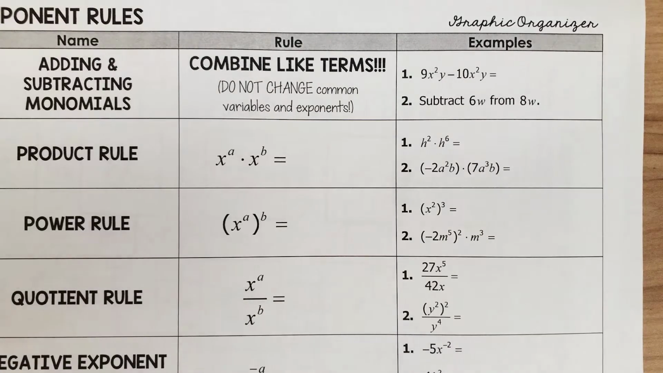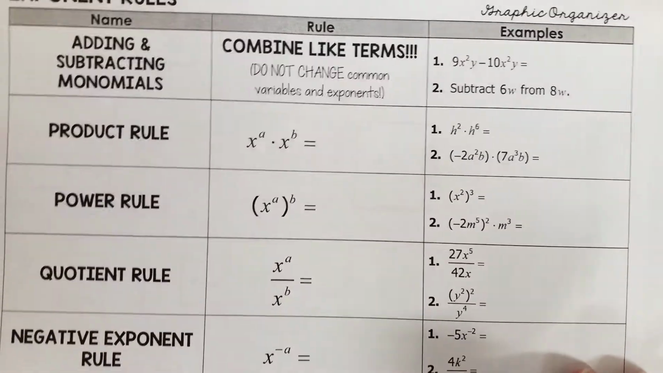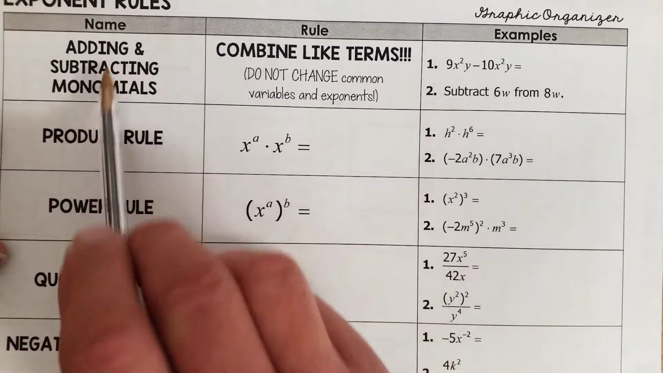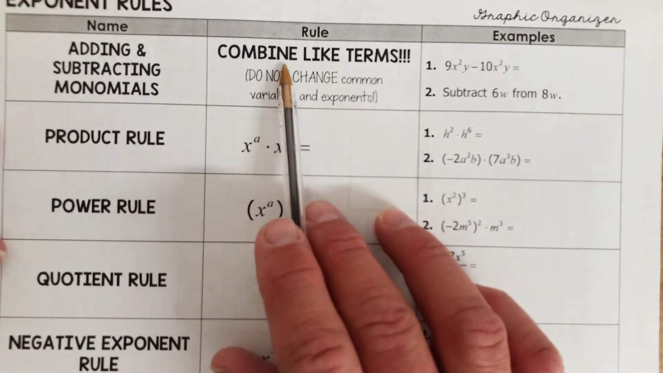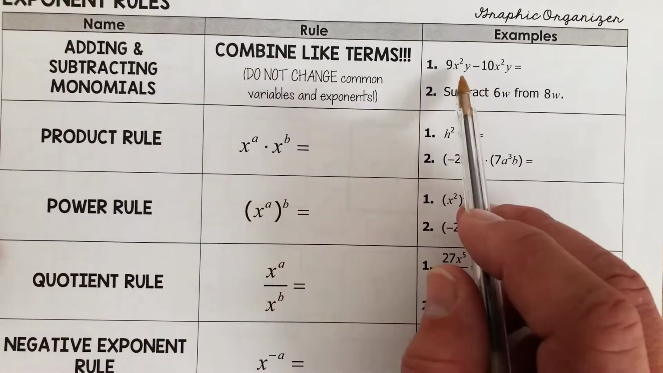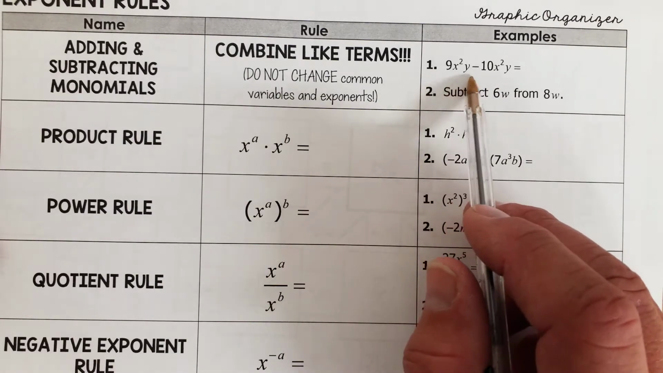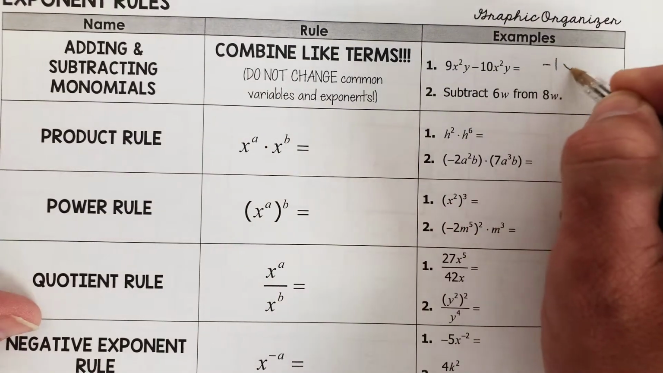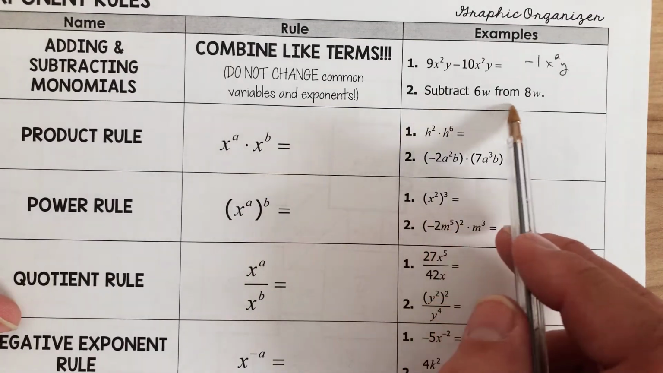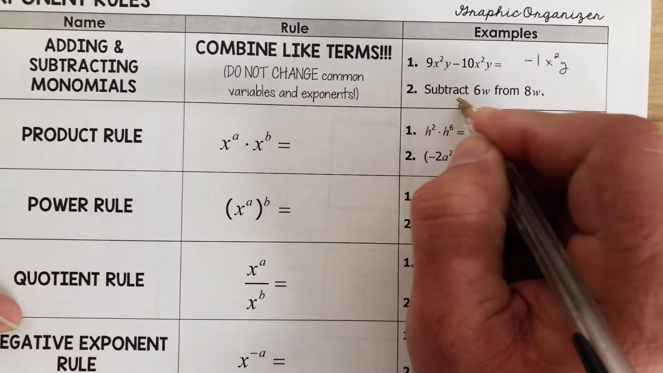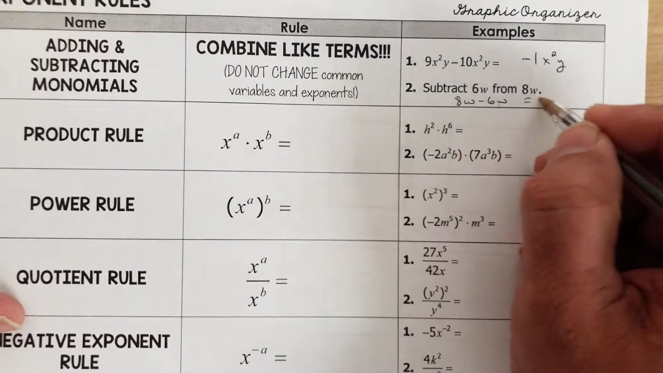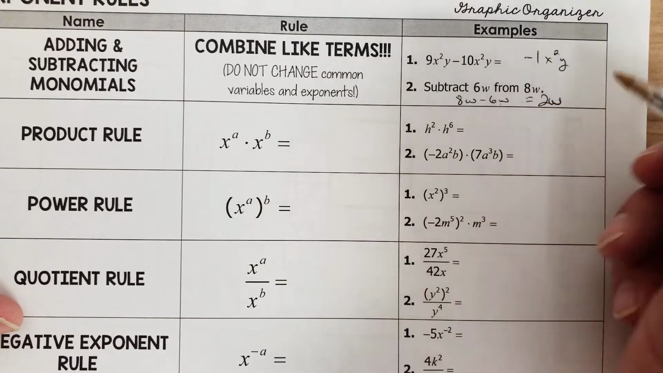For assignment 52, it's basically a collection of all the exponent rules that we have learned since we started this unit. Remember, adding and subtracting monomials, we're combining like terms. Everything stays just like they are. So 9x squared y minus 10x squared y would be negative 1x squared y. If I was asked to subtract 6w from 8w, that's 8w minus 6w. If I'm subtracting 6w from 8w, I would get 2w.